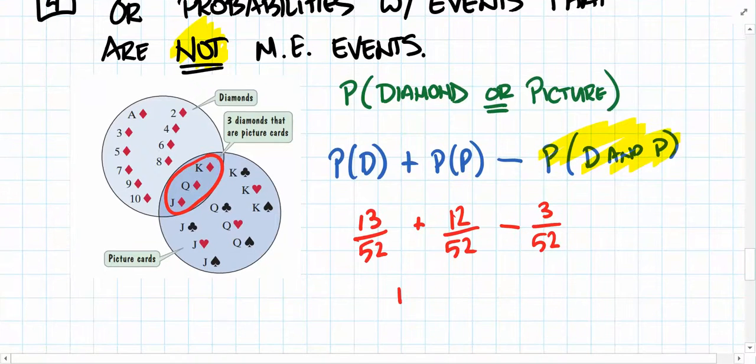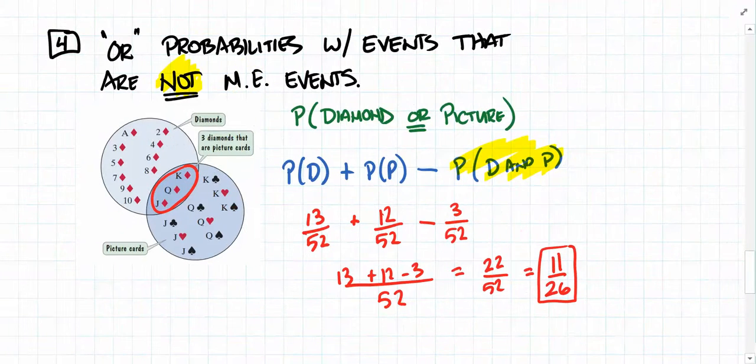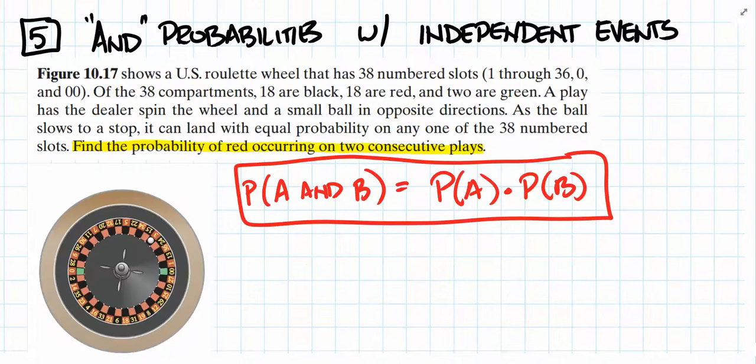So we add this together, we get 13 plus 12 minus 3 over the common denominator of 52, and we end up with 22 out of 52, which then reduces to 11 over 26. So again, whenever we have events that are not mutually exclusive, we have to subtract those because we end up double counting them. Okay, the last box is talking about AND probabilities with independent events.